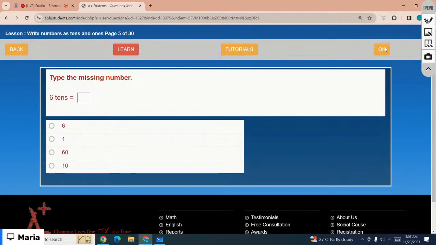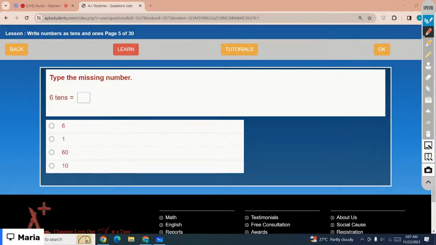6 tens. So which is the correct option? You have no ones given here, right? Whenever you have no ones, the place value chart is always the same: ones and then tens. 6 is at the tens position. You have no ones given. That means you have 0 at the ones position, right? So the number they make is 60.